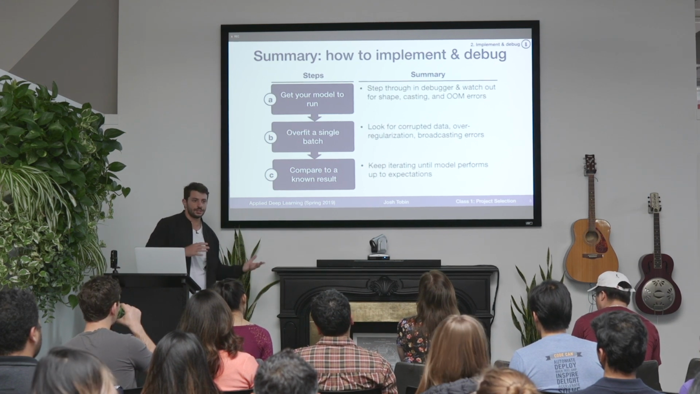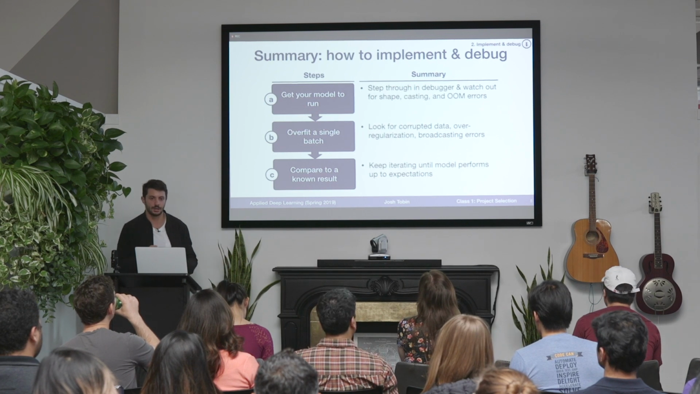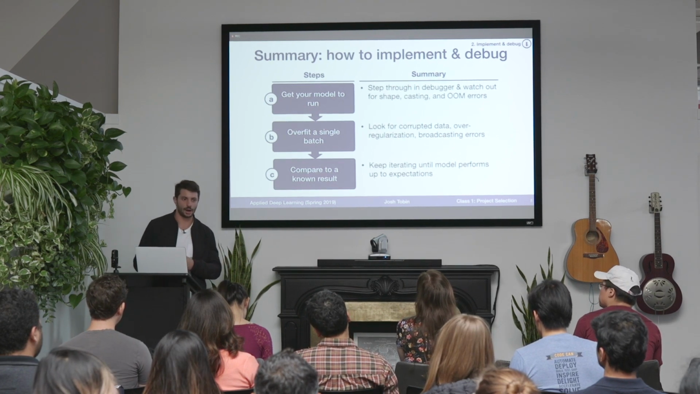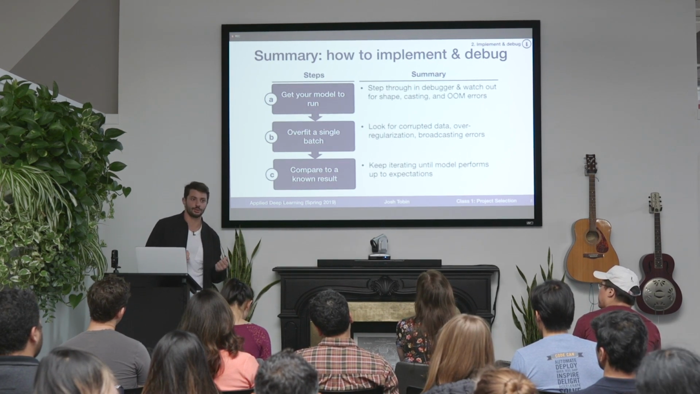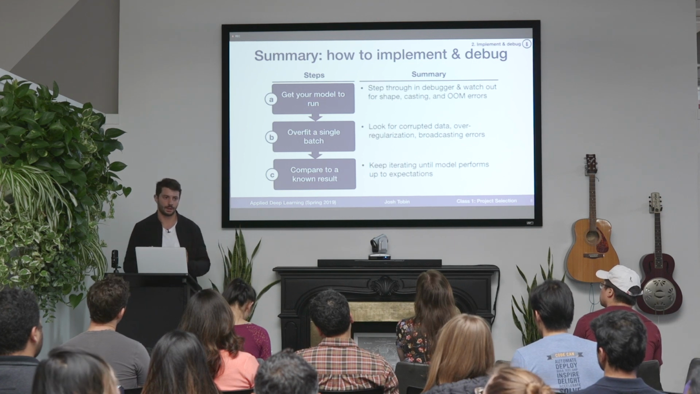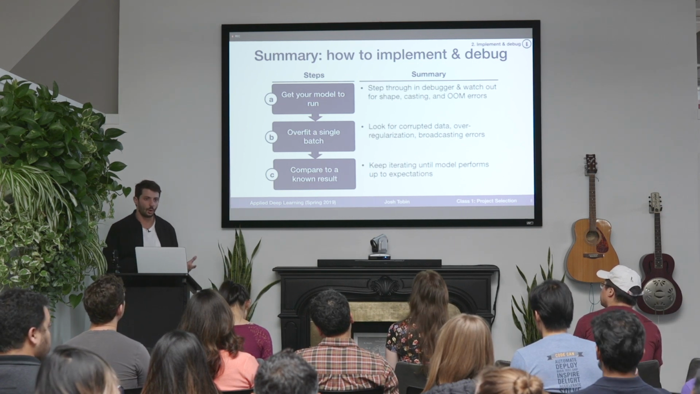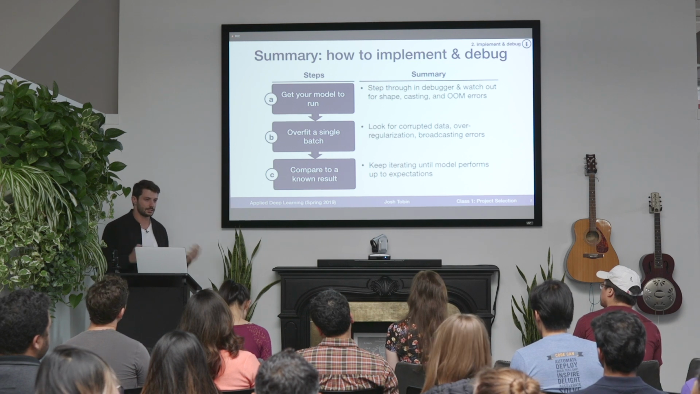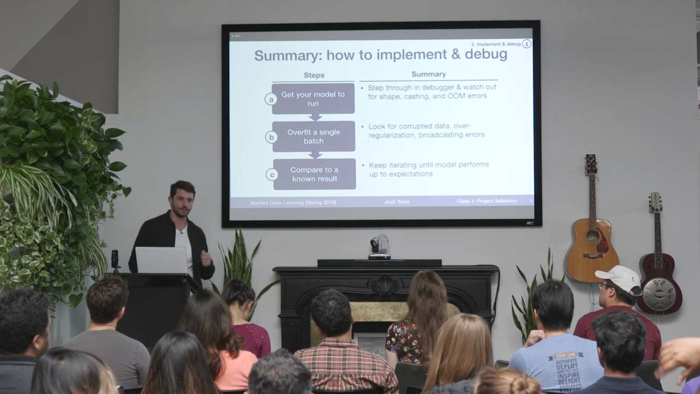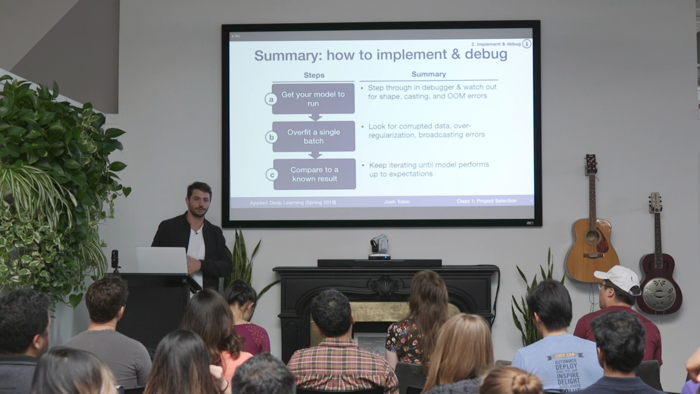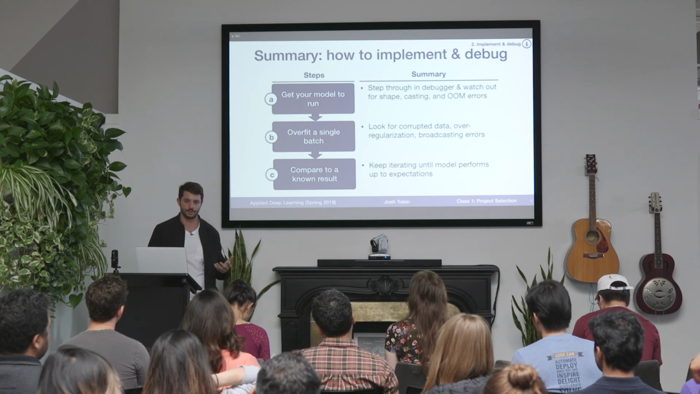And once you've convinced yourself that you can overfit a single batch, then ideally you can compare the score that your model gets to some sort of known result. There are different levels of quality of known results, but even something as simple as a heuristic baseline or the average of your model's outputs is still giving you value in knowing that your model is doing something useful at all.